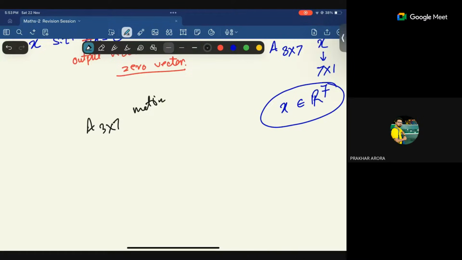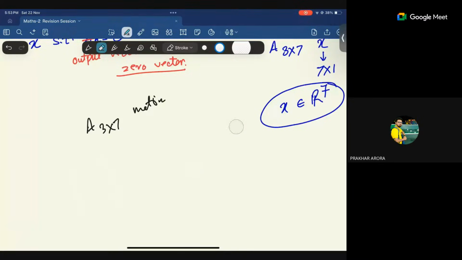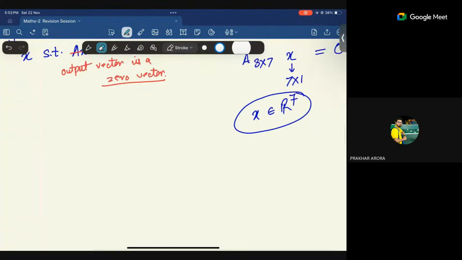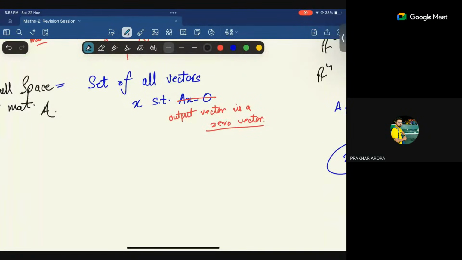Which of the following vectors do not belong to the null space of A? They will give you vectors of different sizes: 7 cross 1, 3 cross 1, 2 cross 1. Then you have to answer this question without even knowing the matrix. So the question is never about knowing the matrix, it's always about knowing the concept. Such questions you can solve by this understanding. I hope this is clear.